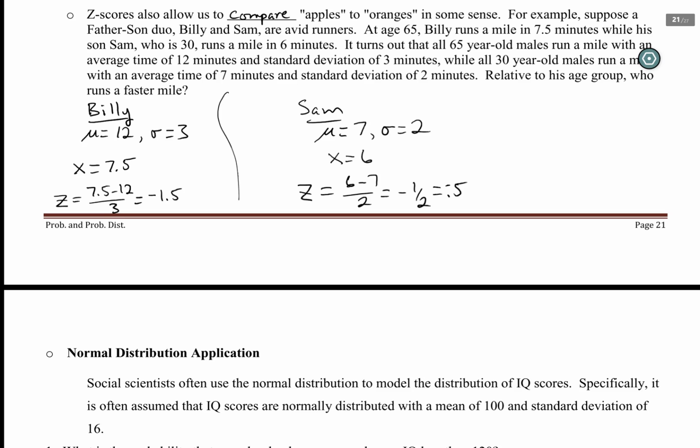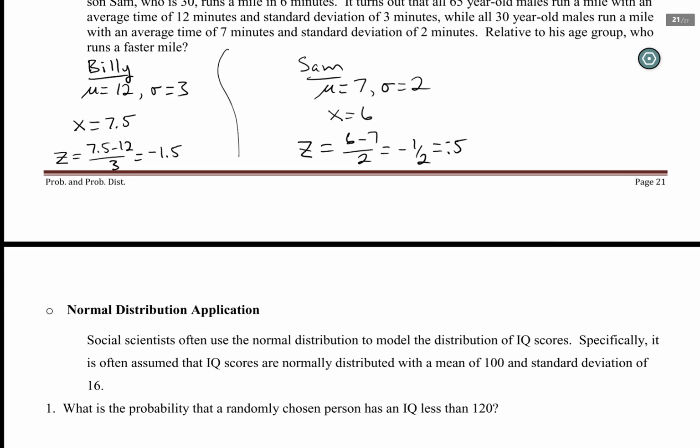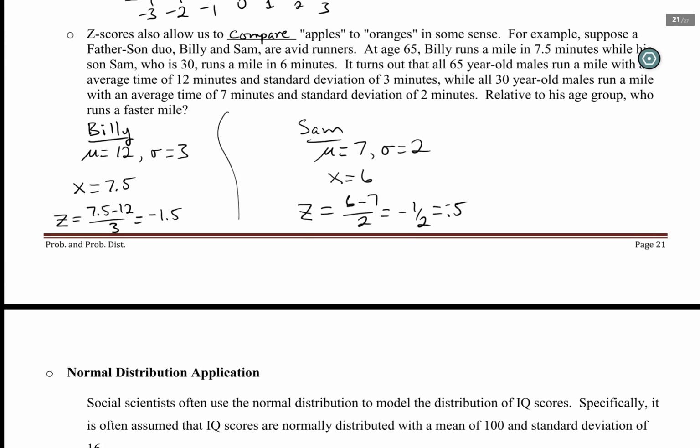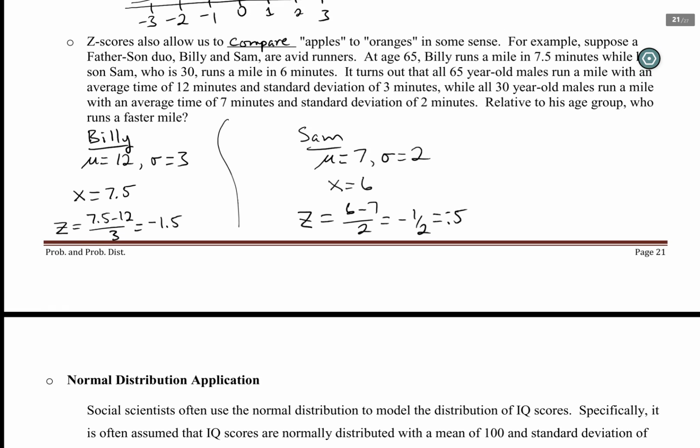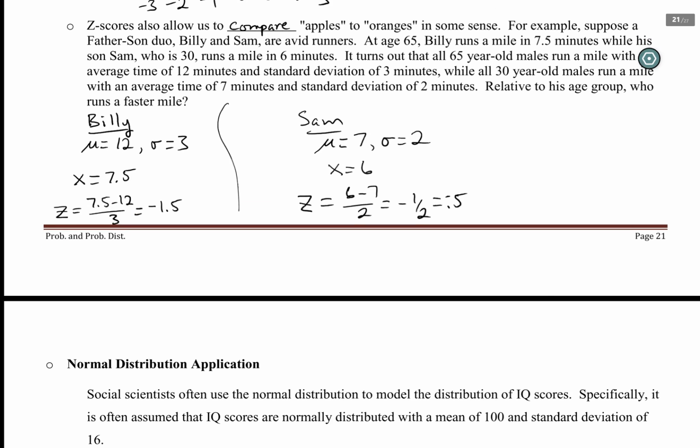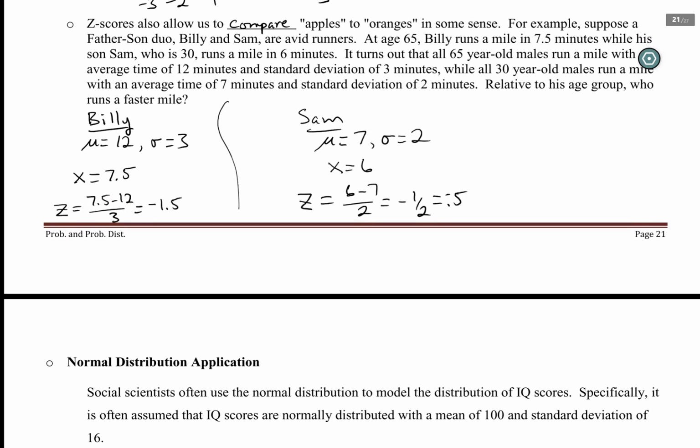He is faster than Billy, but Billy comes along. The daddy always comes along. He finds a way to outdo the son. He says, but relative to my age group, I am faster. So in some sense we are comparing apples to oranges here with z-scores.